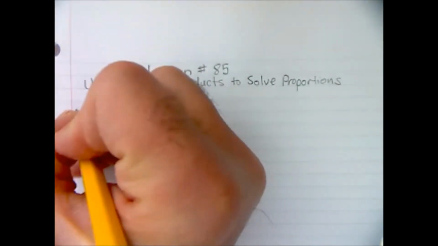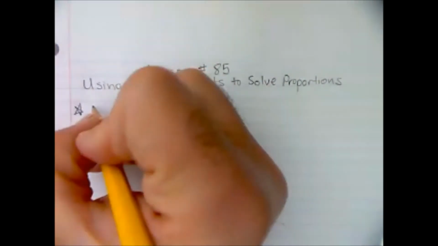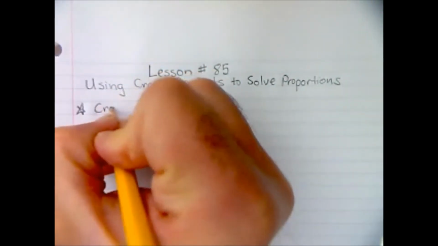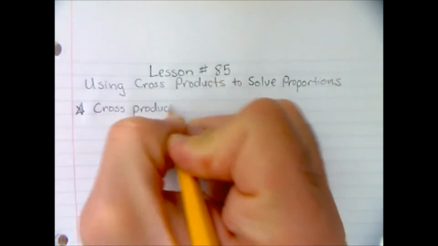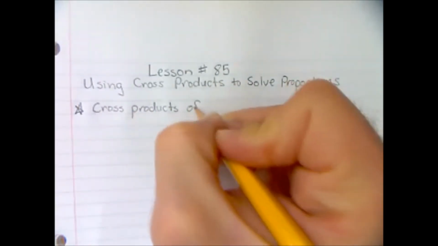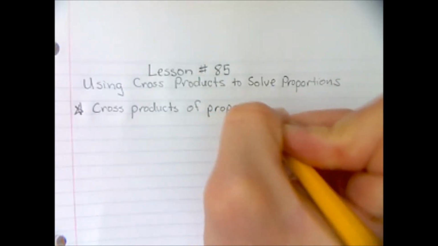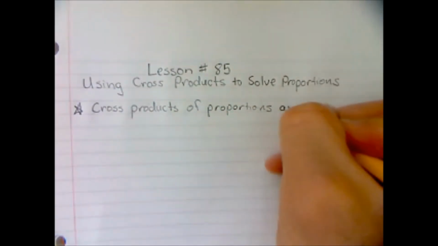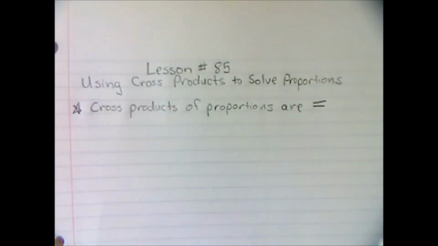One thing that you need to know, this is very important, so I'm going to put a star and have you guys write this down if you're taking notes. Write down: cross products of proportions are equal. Put a big equal sign right there.